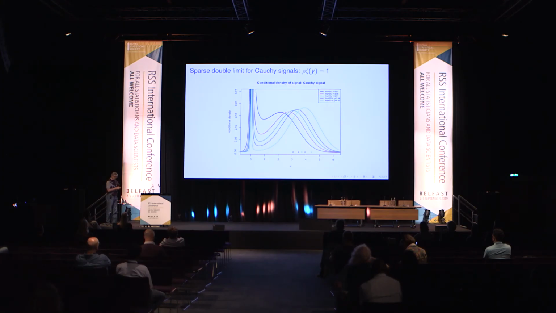I'm going to more or less time. So let's see, I better move on. Just going to say a little bit about the nature of the conditional distribution of the signal given the data. In the Cauchy case, this is what the posterior distributions look like. They're bimodal, basically.